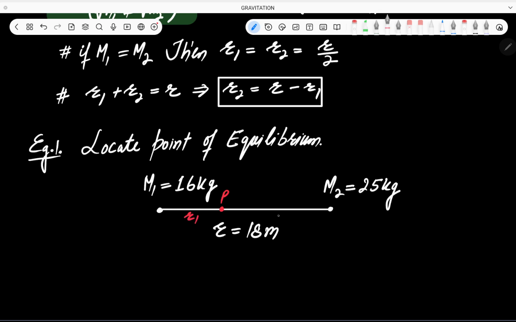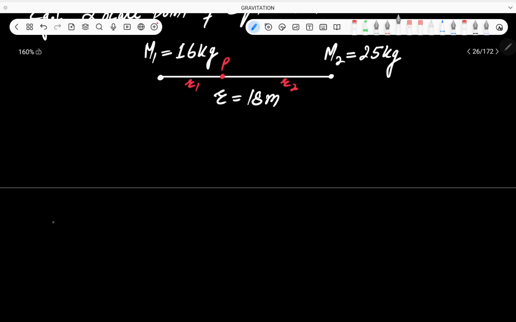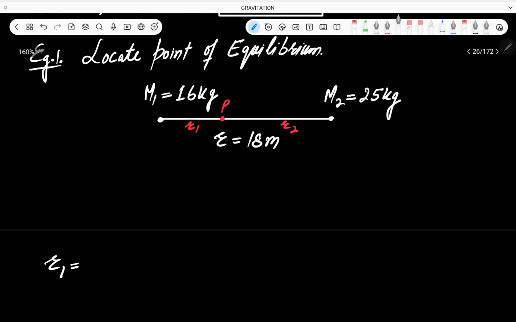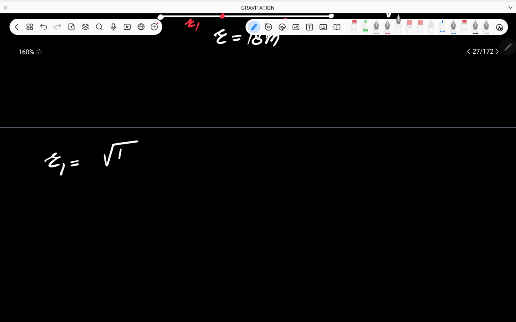Now this distance is r1 and this distance is r2. Can we calculate r1? Easily we can do that. Let me write down here, r1 is equal to what? It is equal to square root of m1 divided by square root of m1 plus square root of m2, multiplied by r.